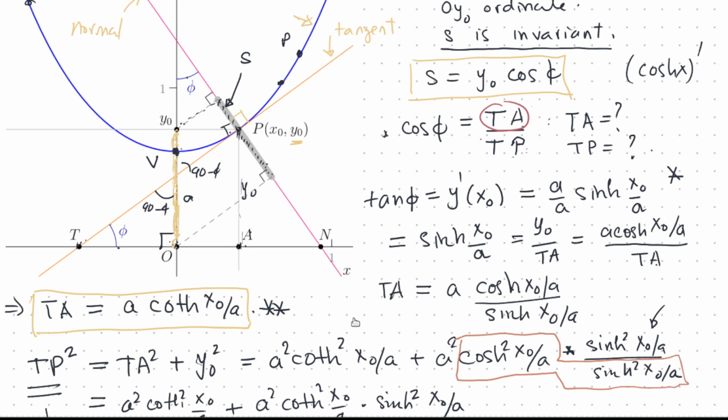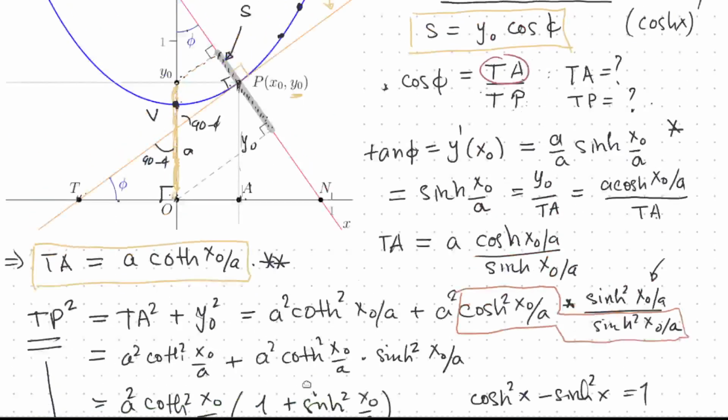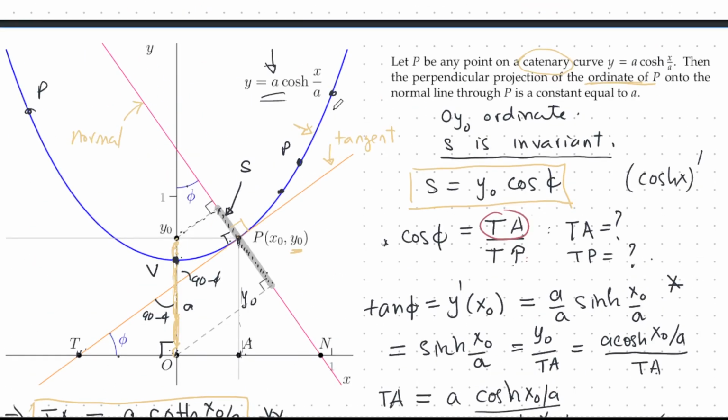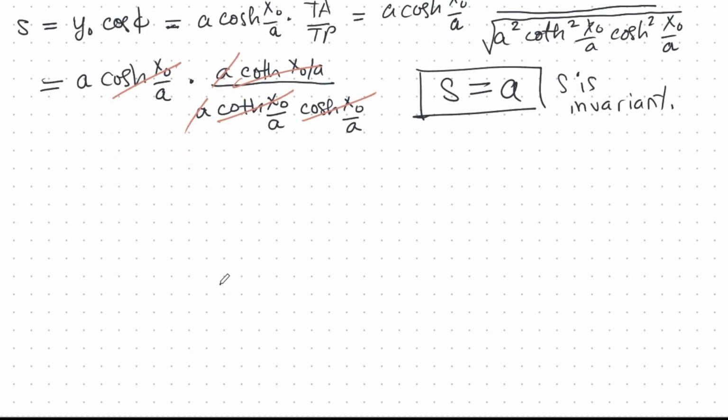But we proved that S is always a. It doesn't depend on x0. So S is invariant. Now, some of you have good imagination. You can imagine this thing swinging around, and this projection swinging around, but it's hard to imagine that this remains constant. So let's see if I can draw more figures to show you that it does.